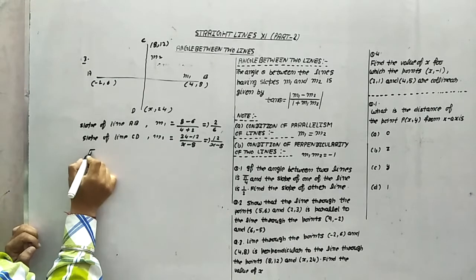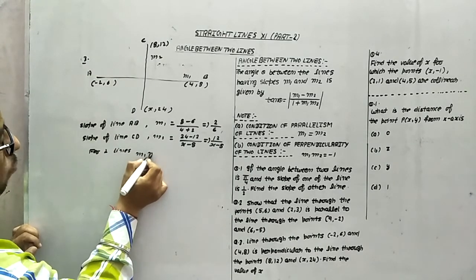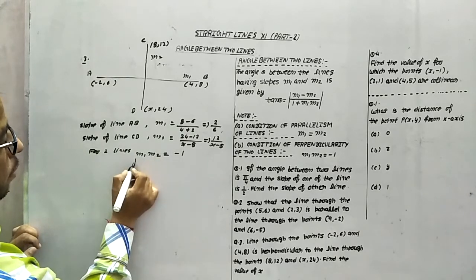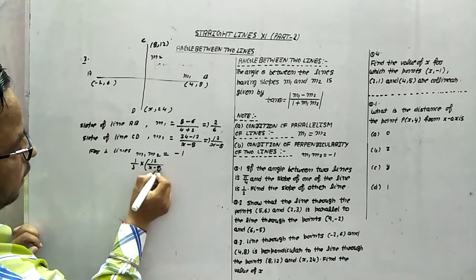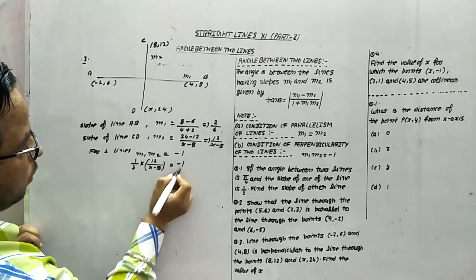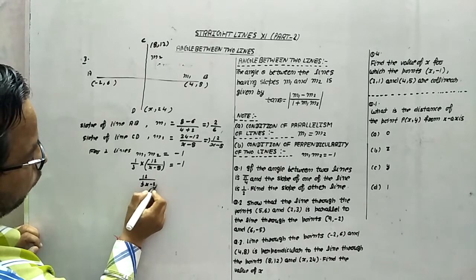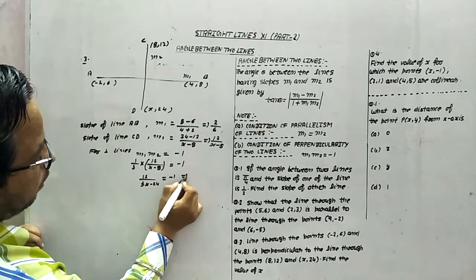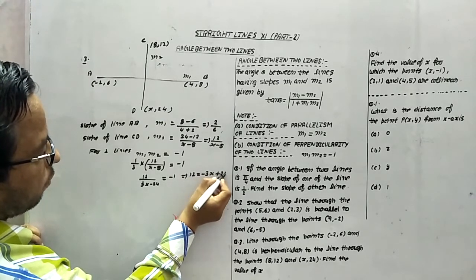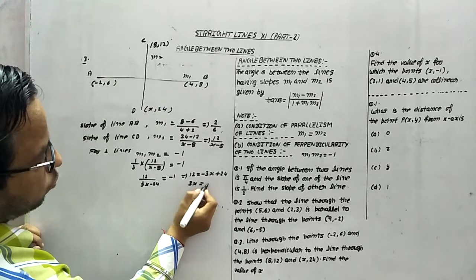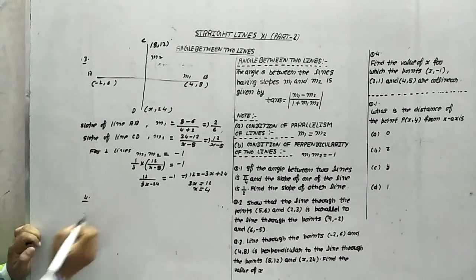Now for perpendicular lines, what is the condition? m1 times m2 is equal to minus 1. It means (1 upon 3) into (12 upon x minus 8) is equal to minus 1. It means 12 upon (x minus 8) is equal to minus 3, so 12 is equal to minus 3x plus 24. It means 3x is equal to 12, so x is equal to 4. And this is the answer.